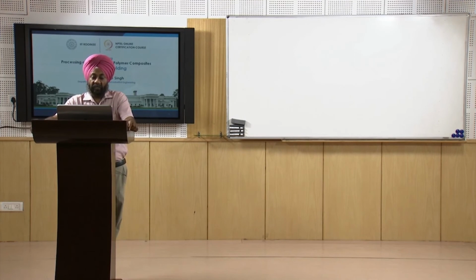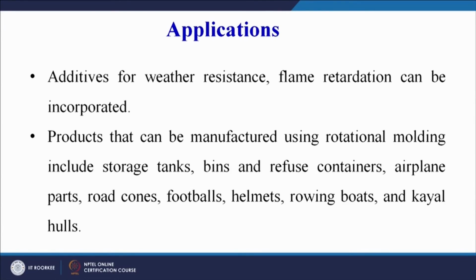Now, what can be the applications of the rotational molding process? In one specific application, we can add additives for weather resistance and flame retardation while adding our charge into the rotating mold. Products that can be manufactured using rotational molding include storage bins, storage tanks, refuse containers, airplane parts, road cones, footballs, helmets, rowing boats and kayak hulls. There are so many different types of products, but if you see the list, all the products are hollow cross-sectional products.